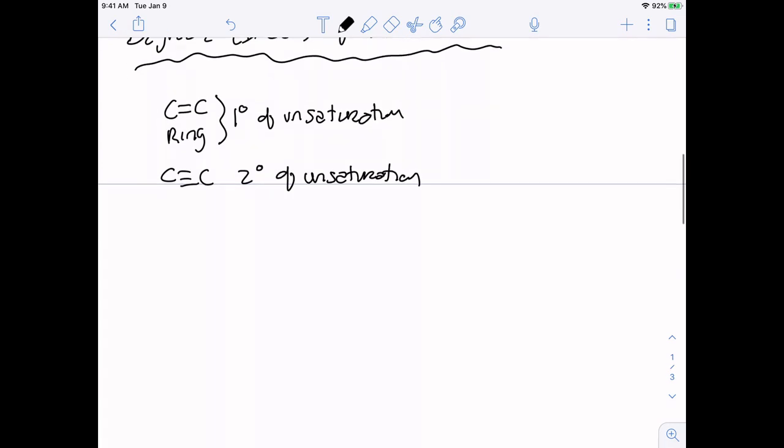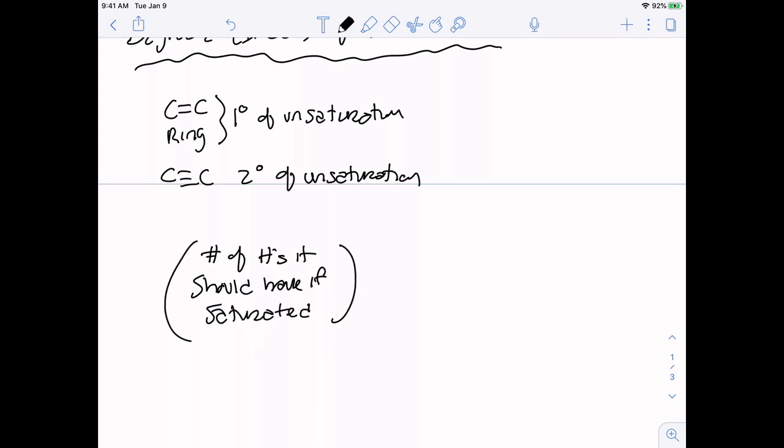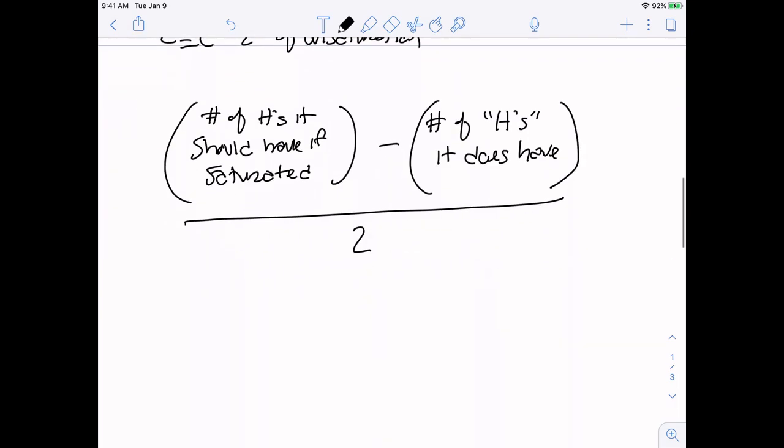So our formula: it was the number of hydrogens it should have if saturated, and from that we're going to subtract the number of, and I'm going to put it in quotes, hydrogens it does have, I'll explain, I promise. And then we're going to divide that by 2. The first part, the number of hydrogens it should have if saturated, that's where we use the CnH2n plus 2 formula. So if I have 5 carbons, I should have 2 times 5, which is 10, plus 2, so 12 hydrogens to be saturated. So that would be the first number.